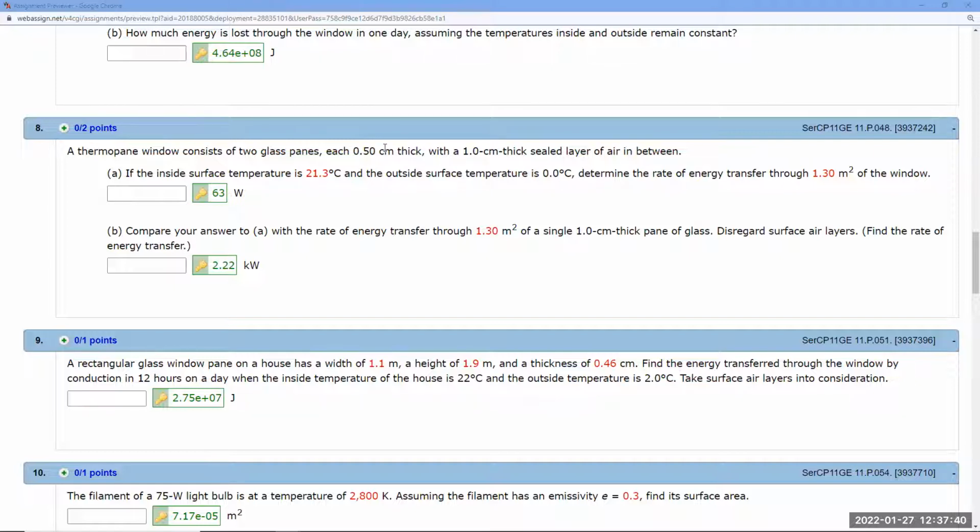Anyway, you try to find. Are you getting your answers as in your web assignment? Yeah, your web assignment. This is my answer there. Then suppose you want to have multiple glass. Of course you can see the value there. Multiple glass will reduce the heat transfer.